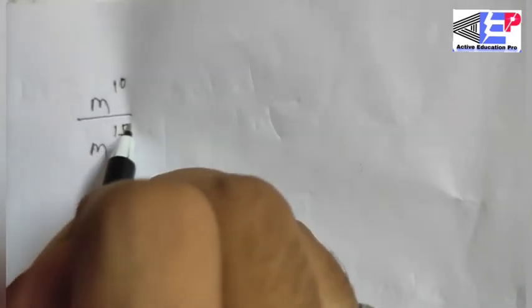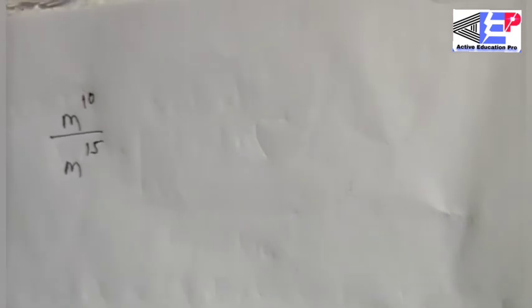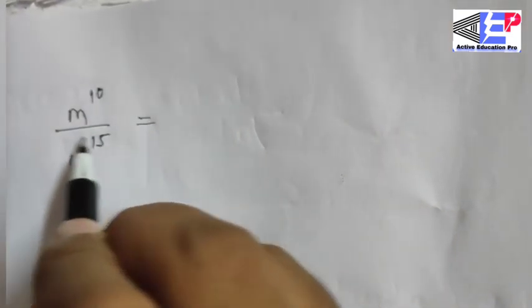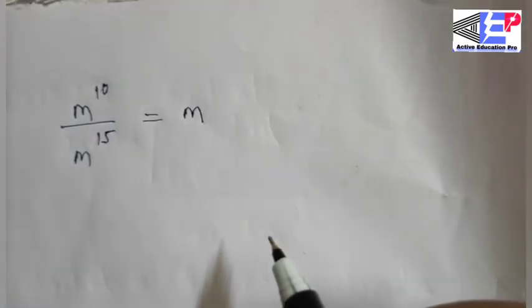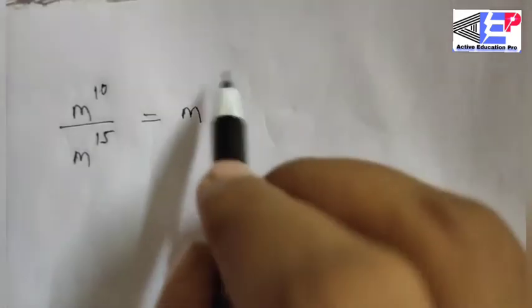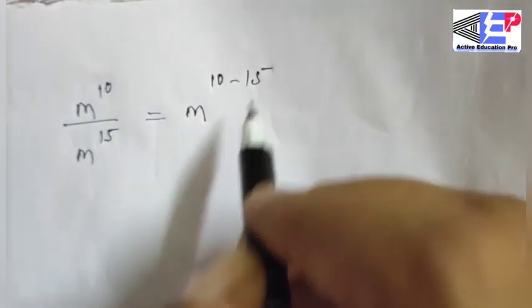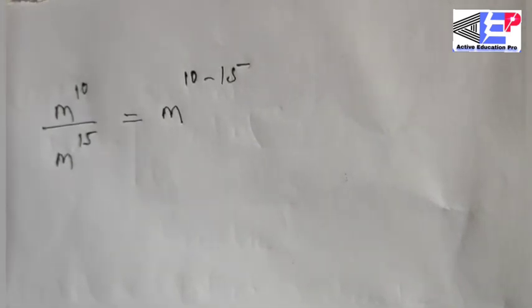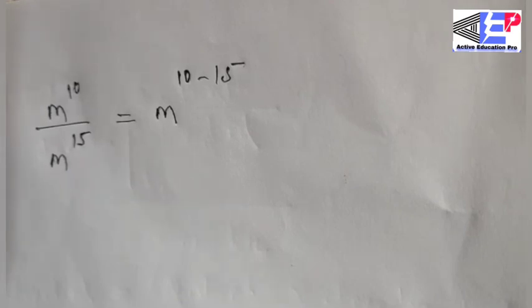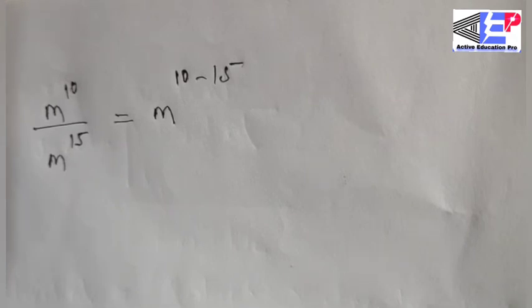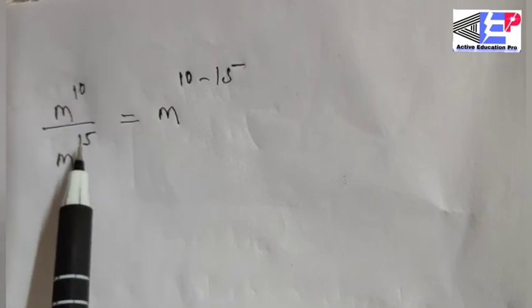Take another example. This is m to the power 10 divided by m to the power 15. As per our formula, we know the variables are the same here. So first write m and then subtract the powers of numerator and denominator, I mean 10 minus 15. Always remember, whether the number is greater or smaller, it doesn't matter for division. Always carefully subtract the denominator power from the numerator power. Here the numerator power is 10 and the denominator power is 15.